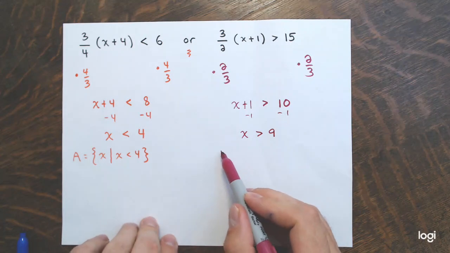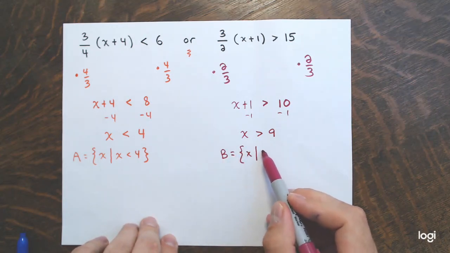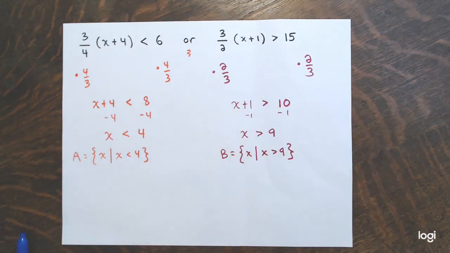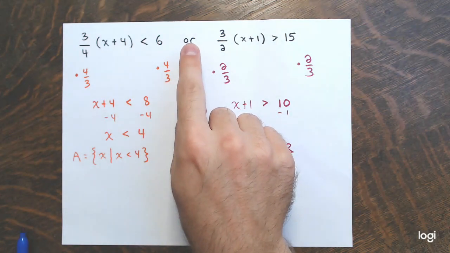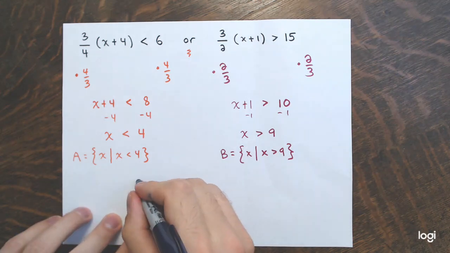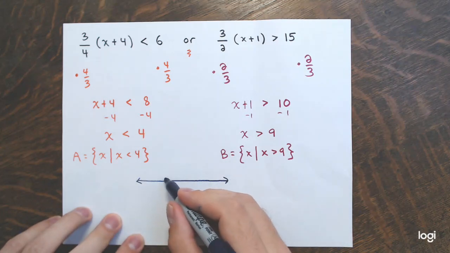All right, so again, set B here is all the values of x that are greater than 9. All right, all the solutions of that second inequality. All right, and I see the word or is involved again, so I'm doing the union of these two sets. Again, before I get into that though, I think it'll be easy to determine what the union is if I look at a picture of these two sets.